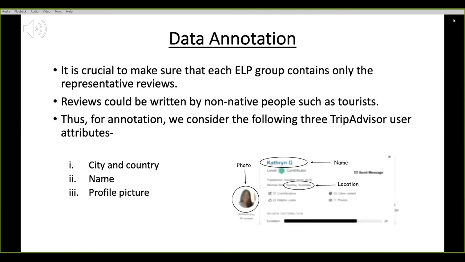This study considers various user attributes such as city, country, name, and profile pictures, which are collected from the TripAdvisor website. Since this study depends on accurate annotation for various ELP groups, we try to make sure the data annotation process is accurate. For example, there could be tourists who write reviews for a particular restaurant. Considering all the attributes like city, country, name, and profile picture can help to distinguish or discard those reviews.